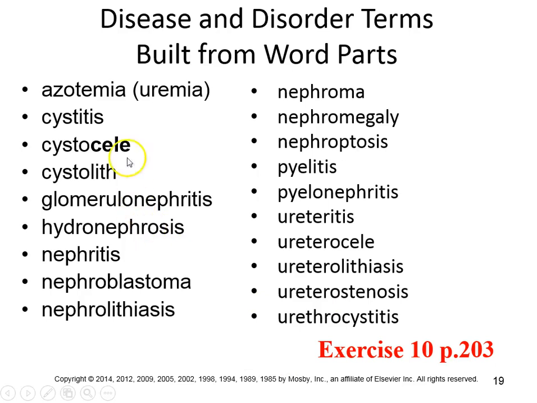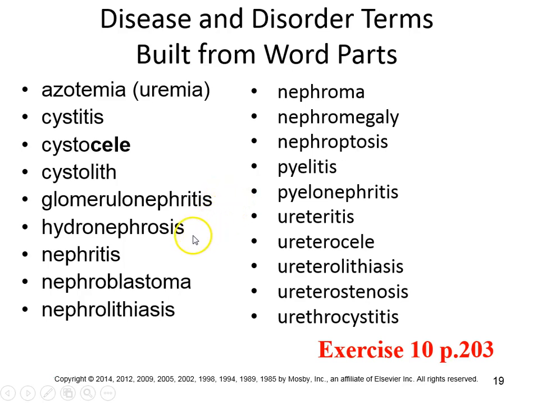I do have a suffix highlighted here, cele. I can't remember if we've seen it before, but cele means protrusion, or like a hernia, for example. A cystocele would be a protrusion of the bladder. It's sticking out in a direction that it probably shouldn't. Lith means stone, so depending on where you might have a stone, in this case it would be the bladder. Nephrolithiasis would be a condition of having kidney stones. Ureterolithiasis would be having ureter stones. It's just basically where the stone has been made and where it's progressing.